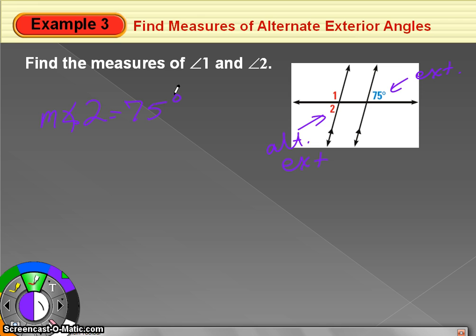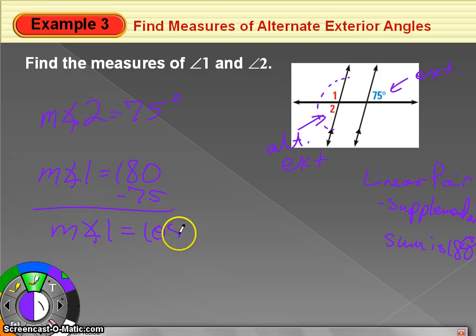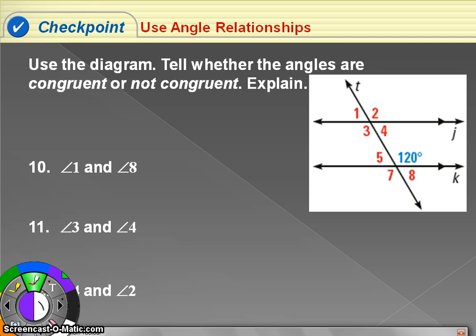Okay, then as you look at 1 and 2, 1 and 2 together make a linear pair. Okay, a linear pair is supplementary. Supplementary means what? They add to 180. Sum is 180. So to get the measure of angle 1, I'm just going to subtract 180 minus 75. So the measure of angle 1 is going to be 105 degrees. So there's your angle 1 and your angle 2. Okay. So we're bringing back some old terms there, linear pair.